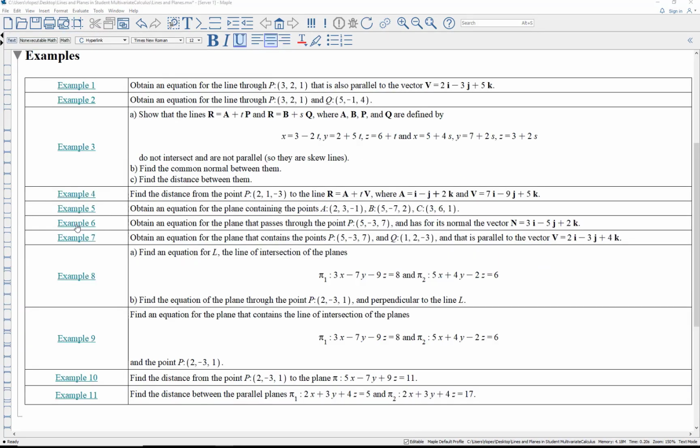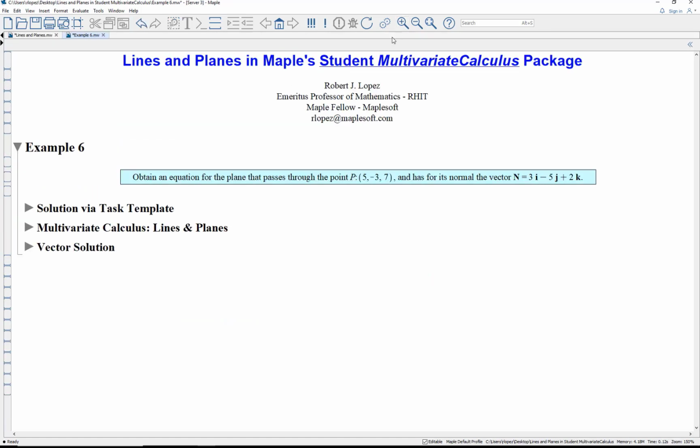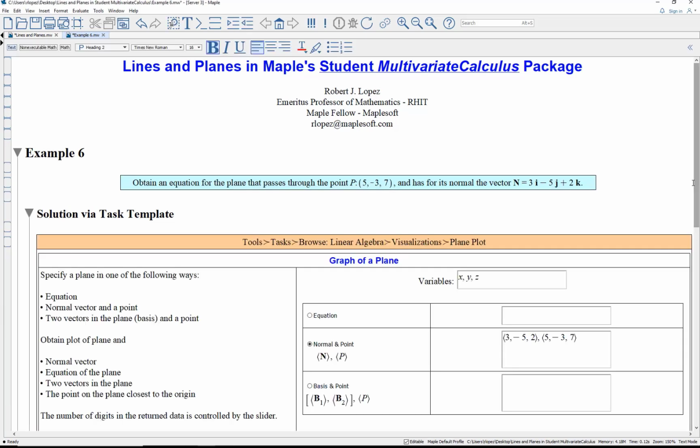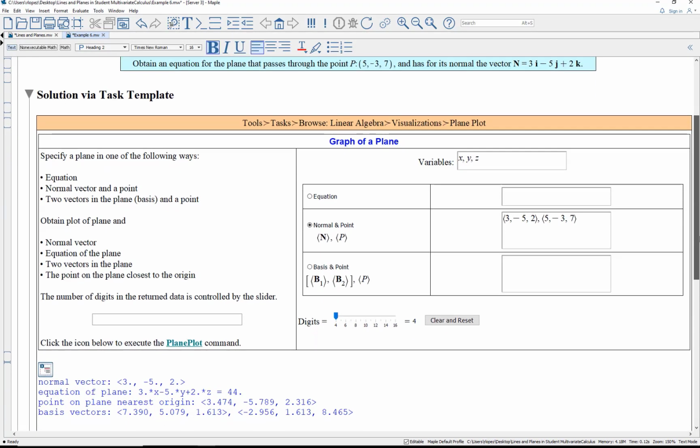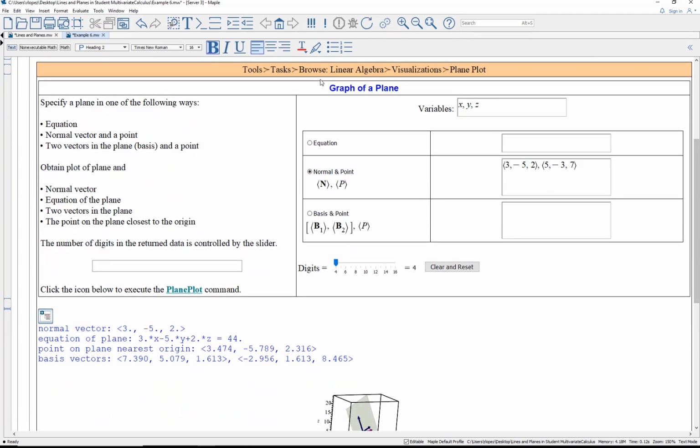For a 6th example, we're going to get the equation of a plane that passes through or contains a given point and has a given vector for its normal. So let's go over here to a page where we can work on this problem. Point, normal. There is a task template that would be useful here, and I've shown where those task templates can be found. Tools, Task, Browse.